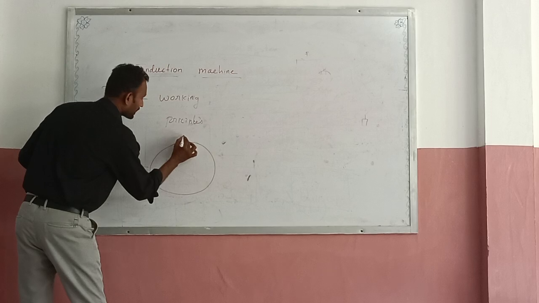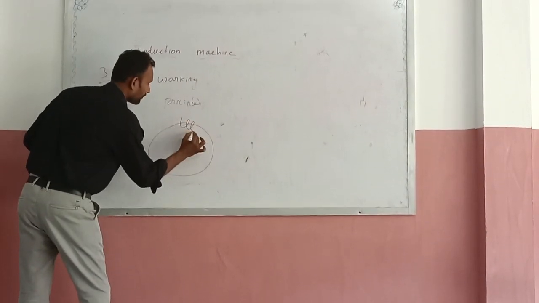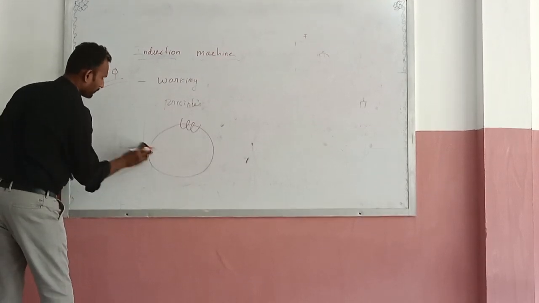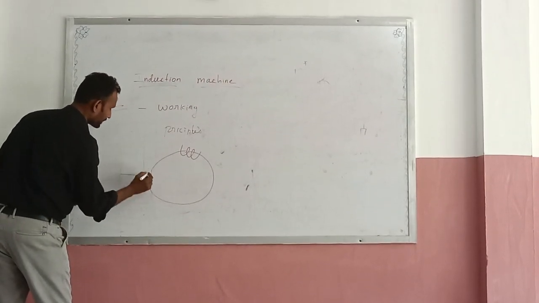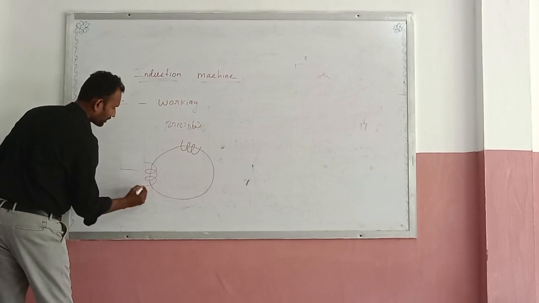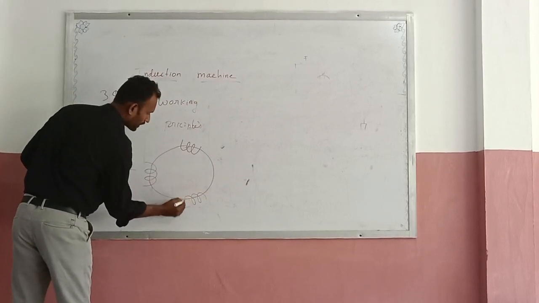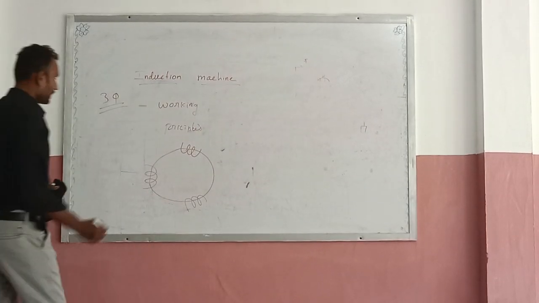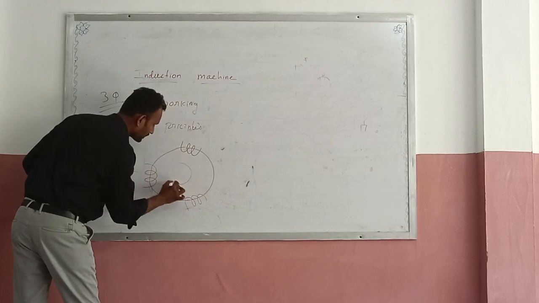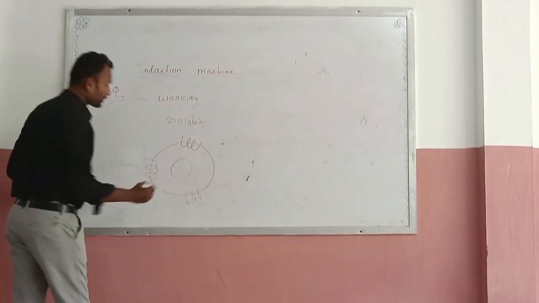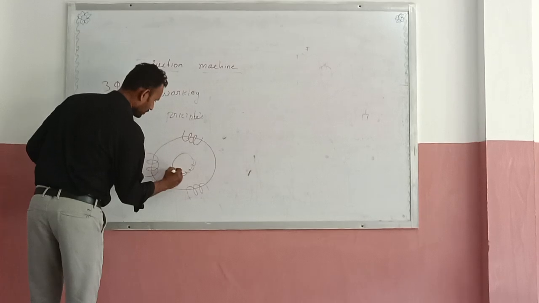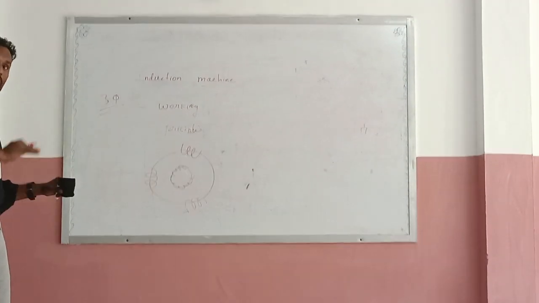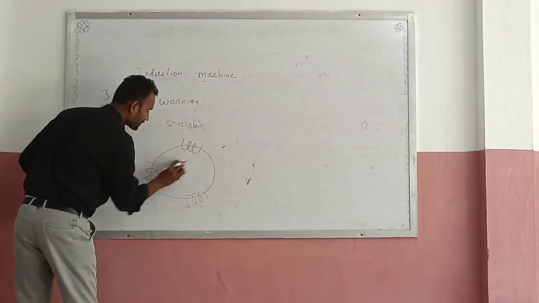See here, we have windings spaced apart at an angle of 120 degrees. Here one coil, here one coil. We call this the stator. Right, and we also have a rotor. In this rotor we have another coil. Here also a coil is there, but we will study that later, so I am doing this.